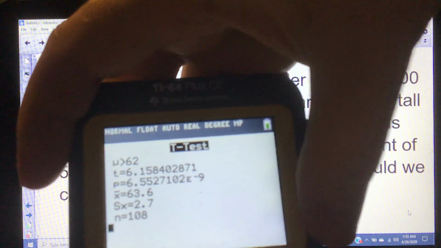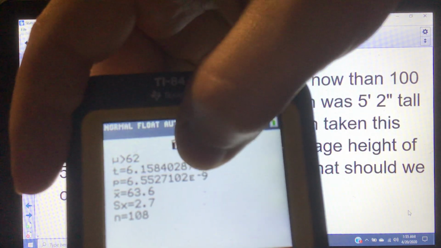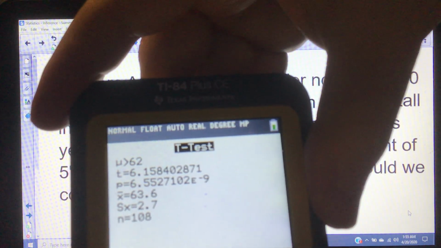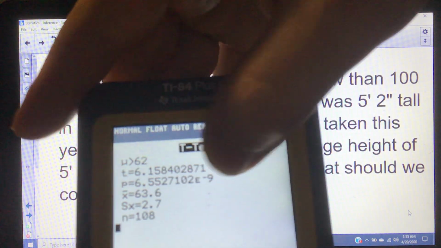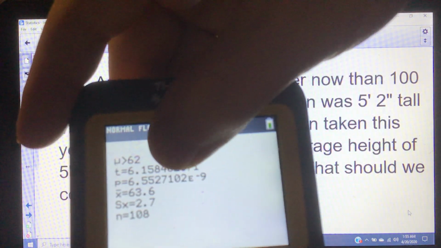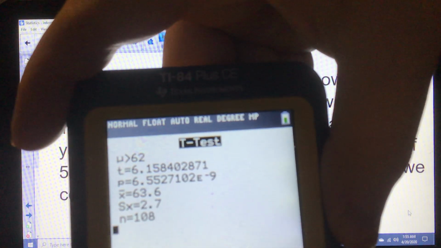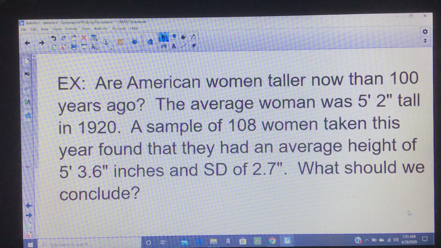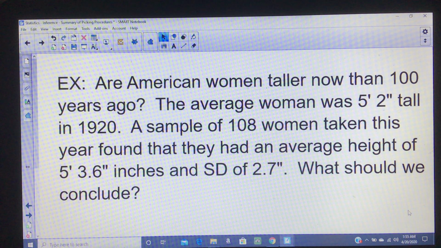The p-value is extremely low because remember, even though I have 6.55, that e to the negative 9 means this number times 10 to the negative 9th. So this is a very, very, very tiny p-value. So basically from the calculator, I can make my determination. The p-value is really low. So since the p-value is really low, I'm going to reject the null hypothesis. So basically, I don't believe, or this sample provides evidence that women are no longer 5'2". So I'm going to go with the alternative hypothesis, that women are taller than 5'2".